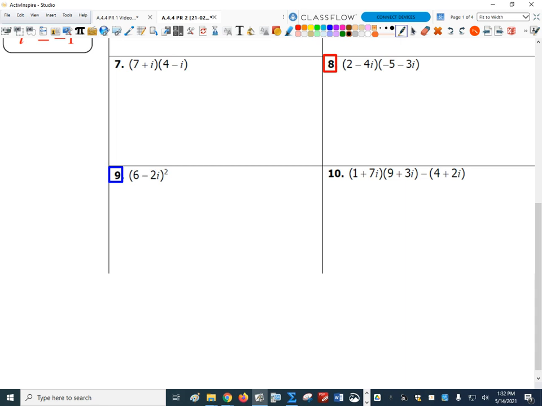So we're going to take the first 2 terms and we're going to distribute those over the second 2. So when I distribute the 2, I'm going to get negative 10 minus 6i, correct? Okay, when I distribute the negative 4i, negative 4i times negative 5, everybody agree that's plus 20i. And then finally, negative 4i times negative 3i is positive 12i squared. And what's the i squared do? Changes the sign, right? The i squared changes that to a negative.